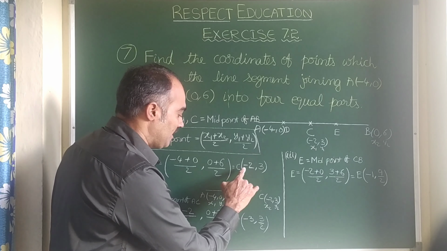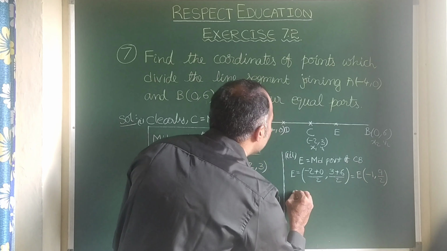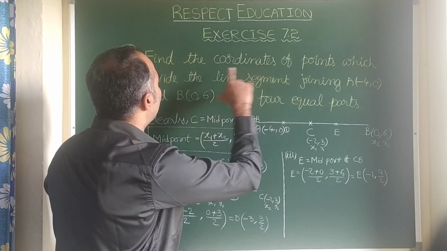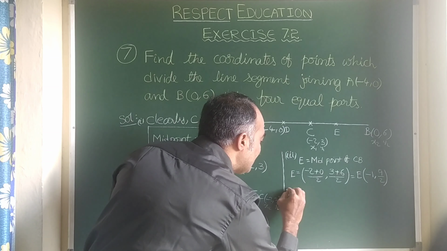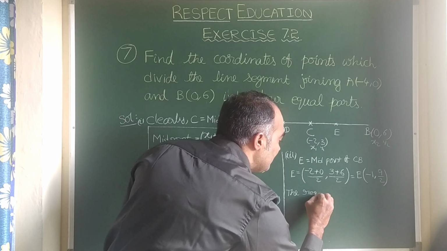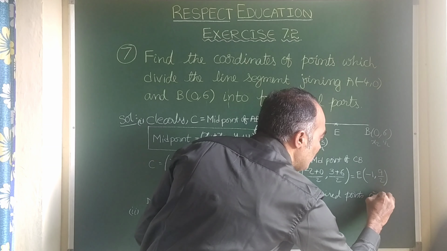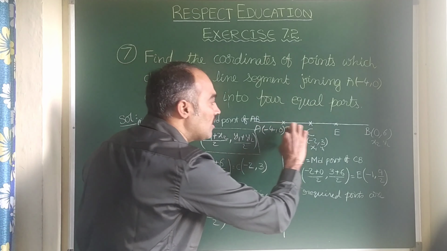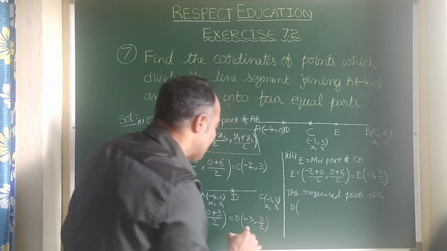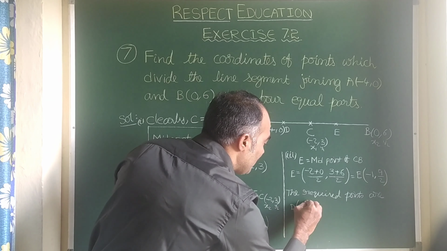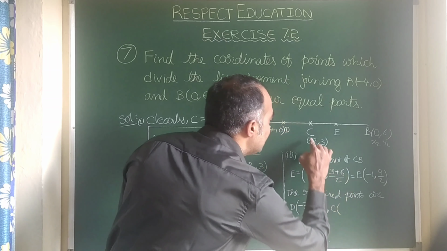We should write in the order: D, C and E. So let us conclude the problem. The question is to find the coordinates of the points which divide the line segment joining A and B into 4 equal parts. You can write the required points are, in order only. First we should write D, that is minus 3 comma 3 by 2.